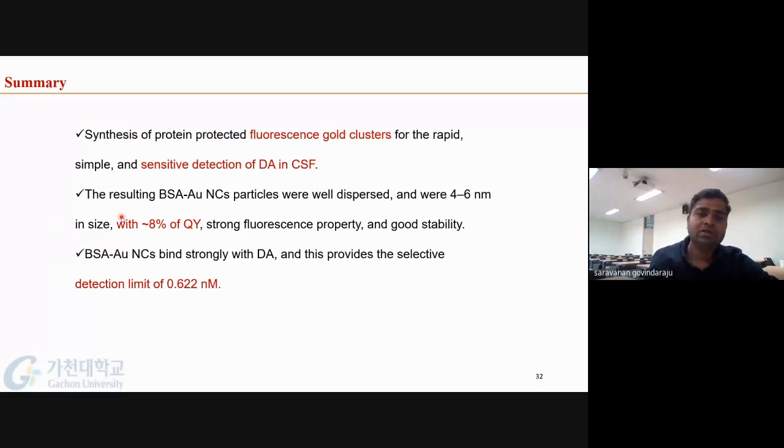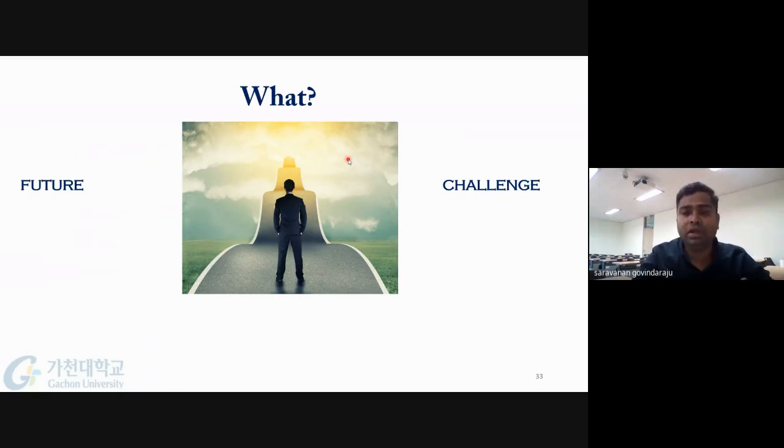So, summary of this work: we have successfully synthesized a fluorescent gold cluster for rapid, simple sensory detection of dopamine in CSF. The resulting BSA gold cluster has a size of 4 to 6 nanometer, because this is the one we performed for this work; it was synthesized long ago. But day by day, we have tuned the experiment by increasing the temperature and the reaction time, from 4 to 6 nanometer down to 1 to 2 nanometer. Currently we are working on 1 to 2 nanometer gold clusters. This gold cluster has highly fluorescent properties and good stability, with approximately 8% quantum yield. The BSA gold cluster is able to detect dopamine with a detection limit of 0.62 nanomolar. So this is my work, what we are doing in my current lab.